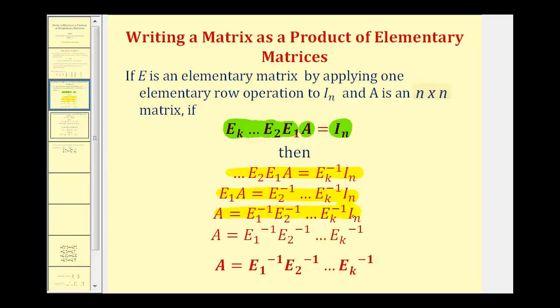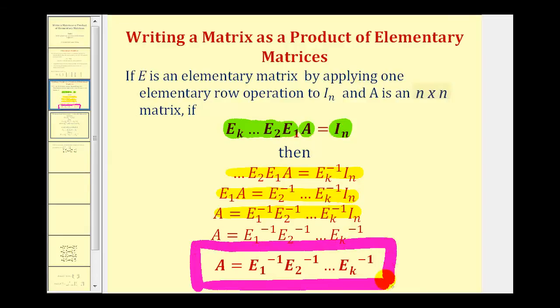Last thing we need to recognize is that multiplying by the identity matrix here is really just like multiplying by 1, so we can drop this identity matrix. So it's this product here that we use to determine which elementary matrices would have a product of A or a given matrix. So let's take a look at an example.